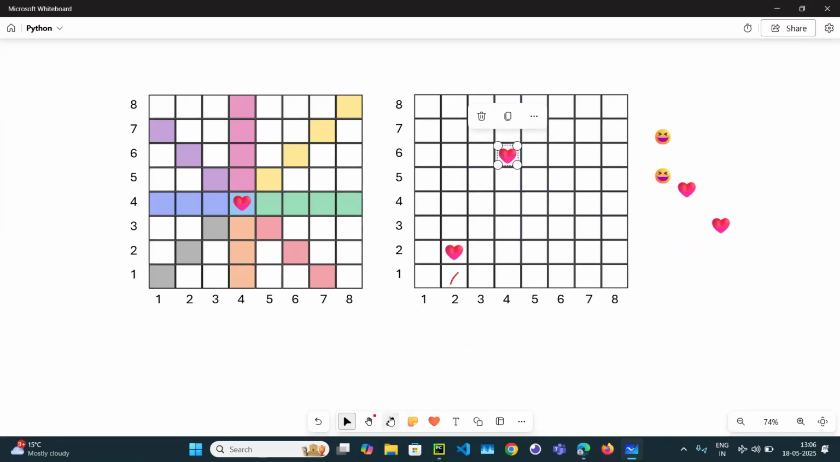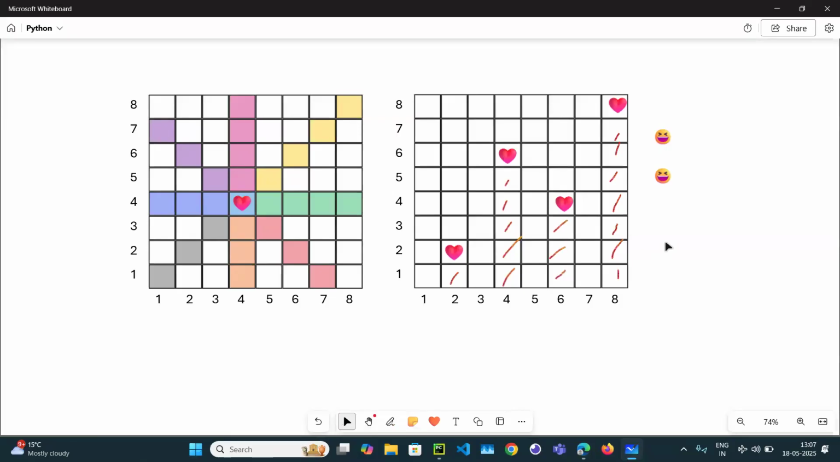Let me put a different position. So here 1, 2, 3, 4, 5. Let me put it here. So 1, 2, 3, 4, 5, 6, 7. Let me put it at some other position. All right. So 1, 2, 3. By looking with the naked eye, anyone can tell. But you need to populate some formula or some kind of logic within the code, right?